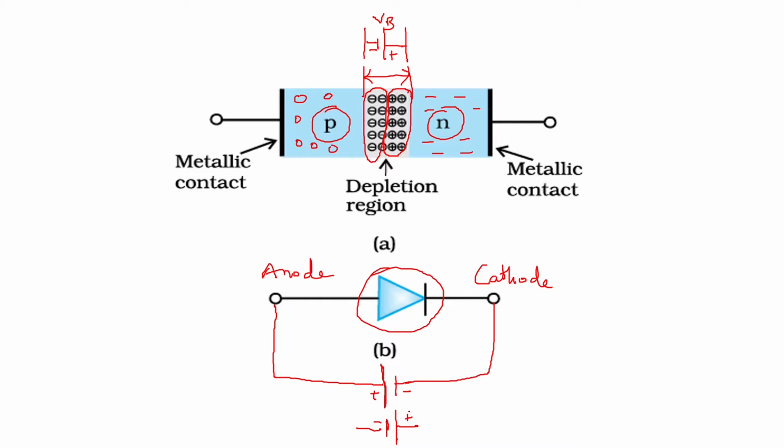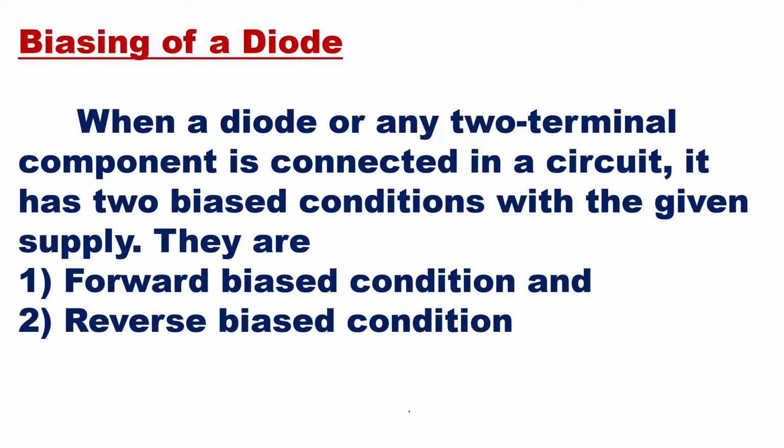In biasing of a diode we can have two types. This application of external voltage can be applied to the diode in two ways: one is called forward bias and one is called reverse bias. First we will see the definition of biasing. When a diode or any two terminal component is connected in a circuit, it has two biased conditions with the given supply. Depending upon the polarity of the battery connection to the component, it can be either forward biased or reverse biased.